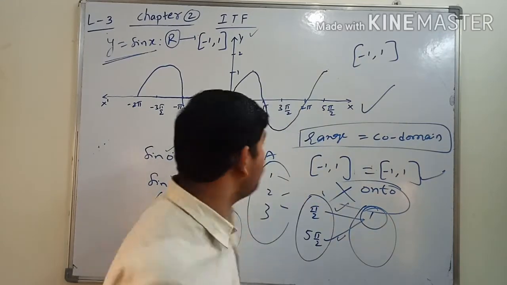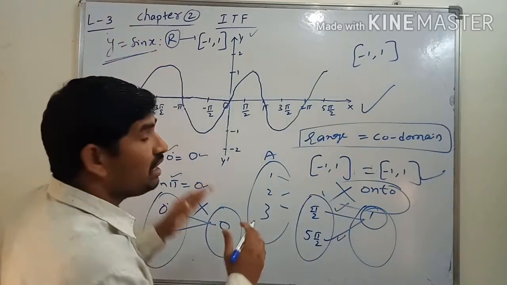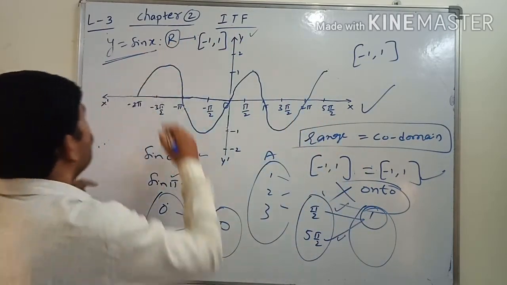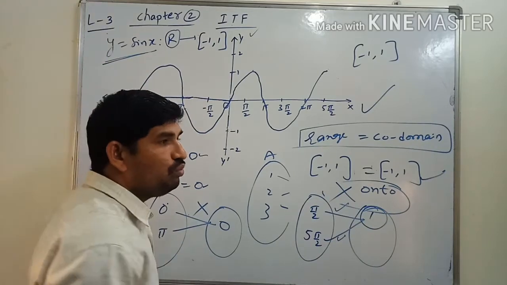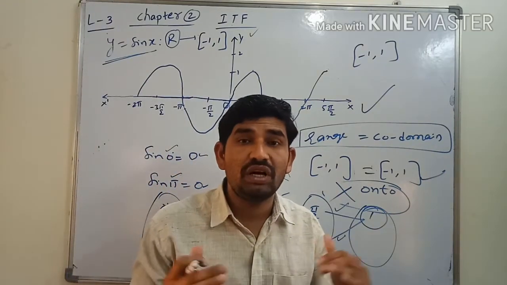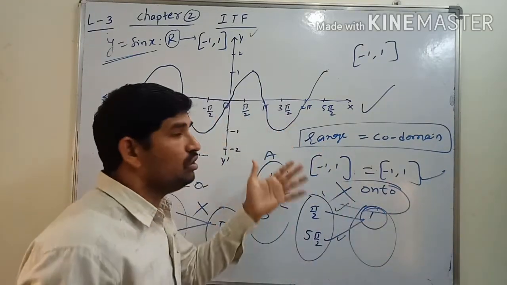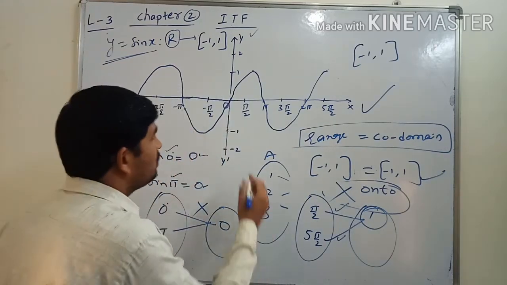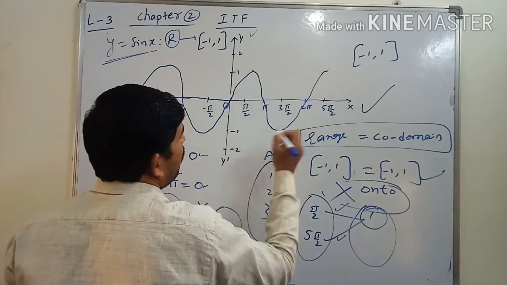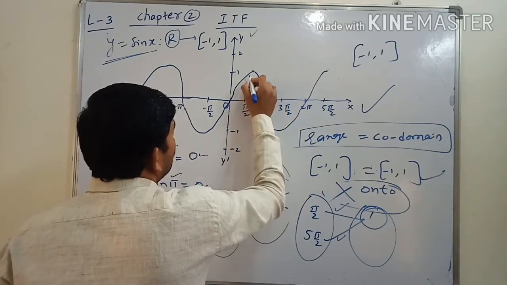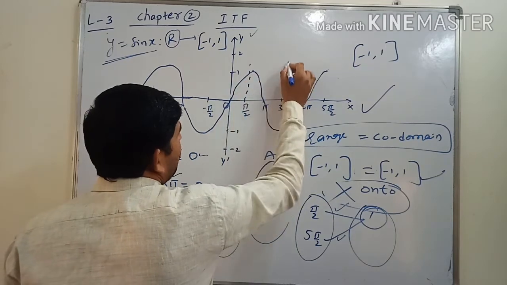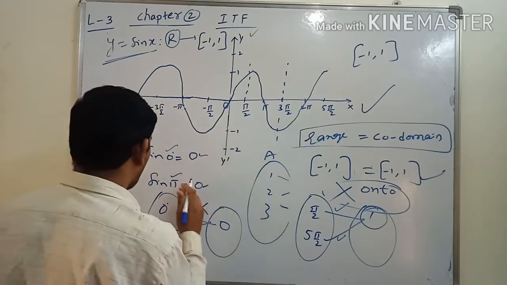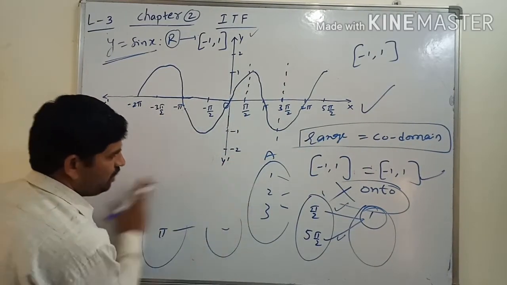So to make the sine function one-one, again we have to restrict R and take some interval. Which kind of interval, which kind of branch, do we have to take to make the sine function one-one? Suppose we are taking the interval between pi by 2 and 3 pi by 2. I will write it here: pi by 2 to 3 pi by 2.